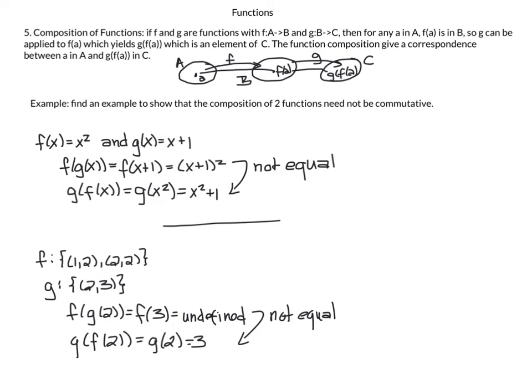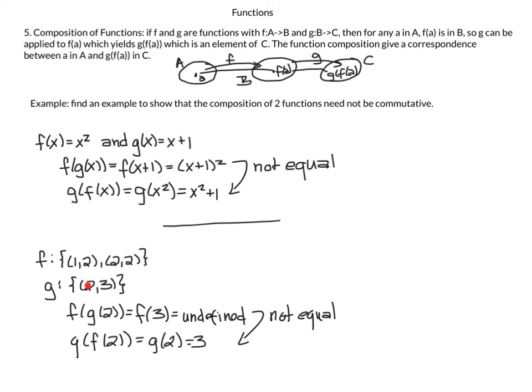So when I plug in f of g of x, so I plug in g of x into f, I get (x plus 1) squared. I can do that in the other order, and plug f of x into g and get x squared plus 1. And you can see these are not equal.